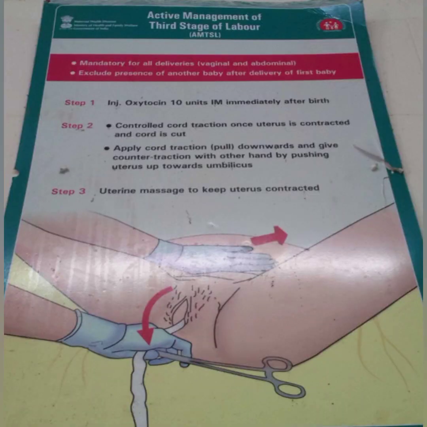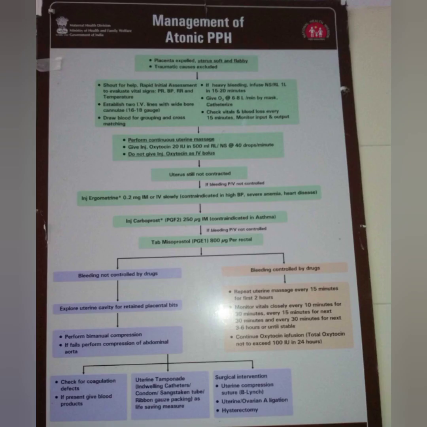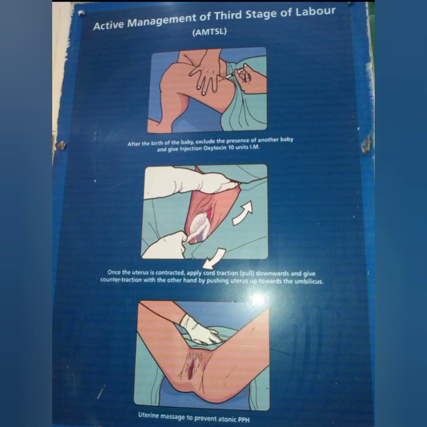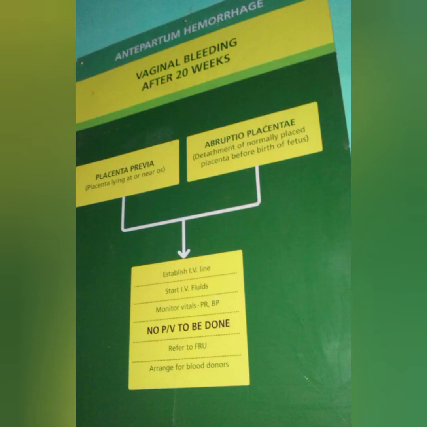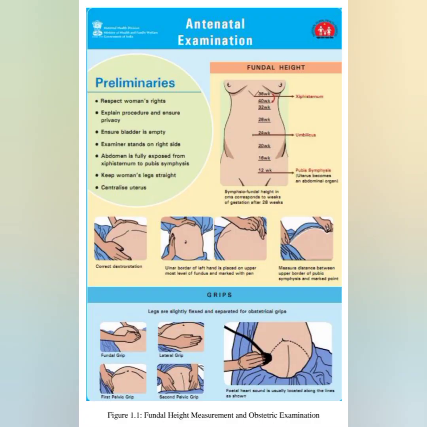Next IC material you should have if your HWC is a delivery point. You need to know about the active management of the third stage of labor and you need to manage this case during emergency. Another IC material you should have is the management of atonic postpartum hemorrhage cases. Next IC material you should have is regarding vaginal bleeding before 20 weeks, or you can say the prevention of vaginal bleeding or antepartum hemorrhage.